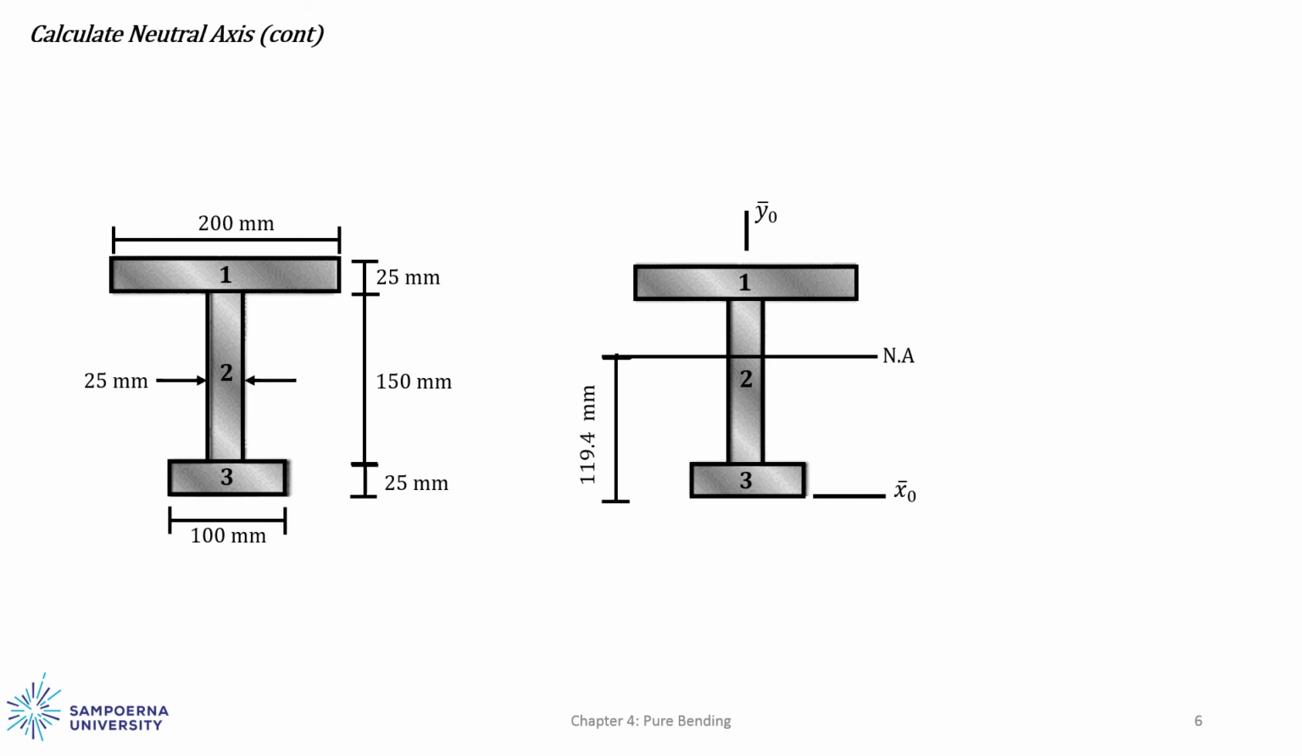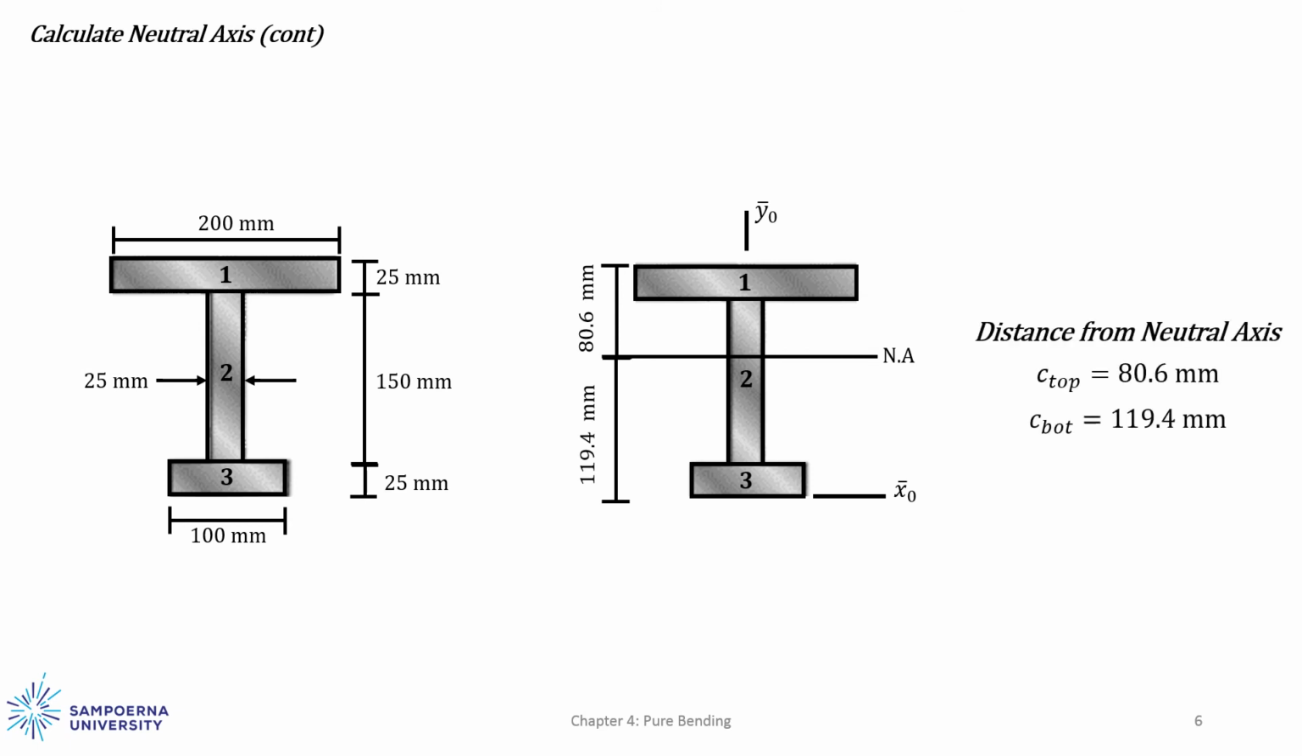Next, since we know the distance of the neutral axis from the below surface, which is 119.4 mm, then we can find the distance from the upper surface, which is 80.6 mm. Then we know that the distance from the neutral axis to the outer surface is c. This distance is our c that we will use in the calculation of stress.